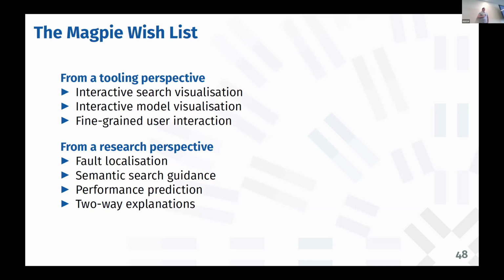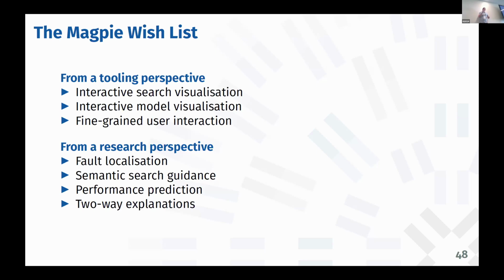We don't use it in Magpie or any general GI tool. That would be very nice to have. Semantic search guidance, because transformations are generated at random, and that's kind of bad. I think we can do better. Performance prediction, because performance is the one thing that takes all the time of GI.